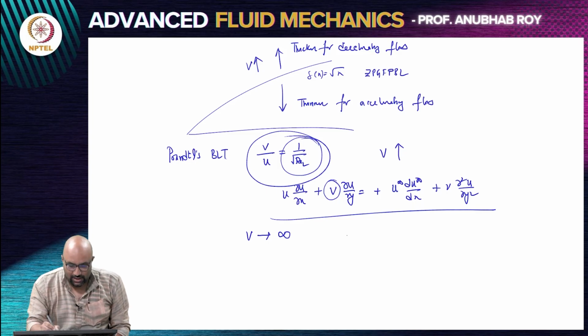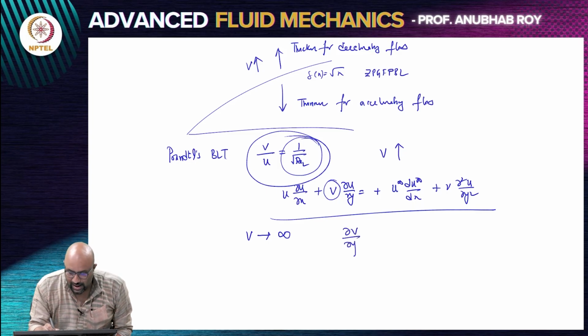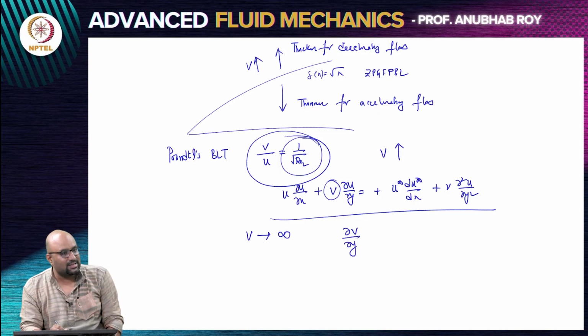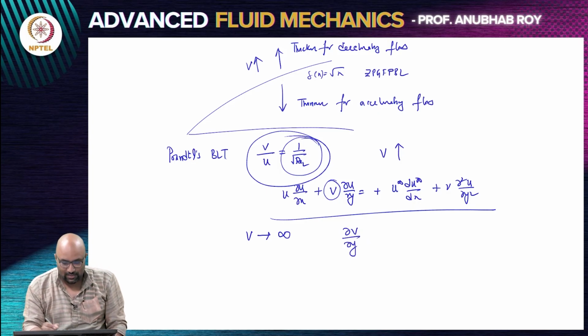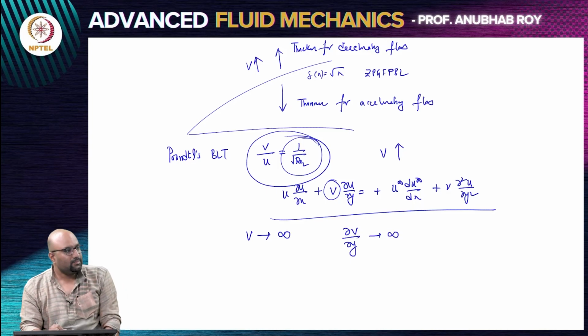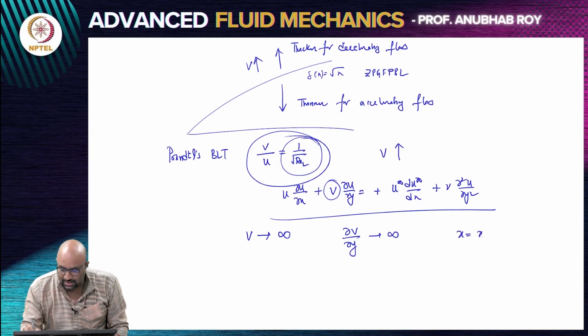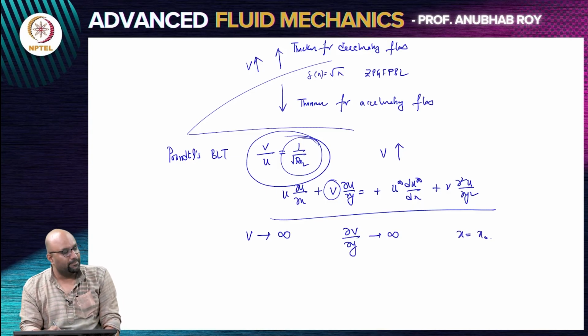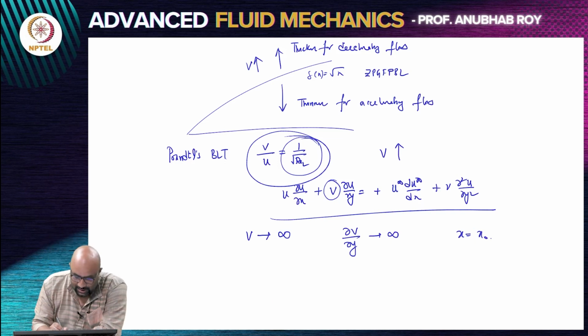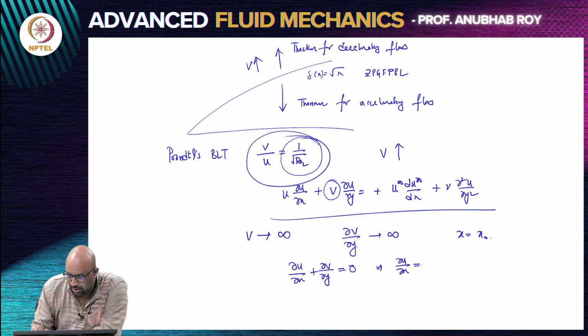velocity, which means that your dou v dou y, which is the vertical velocity gradient in the y direction, also will blow up at some point, at some location x equals x naught, it is going to blow up. Now, if you see from mass conservation, what do you get then? Dou u dou x plus dou v dou y is equal to 0, that should be satisfied, we cannot violate this, which means dou u dou x should also become infinite.